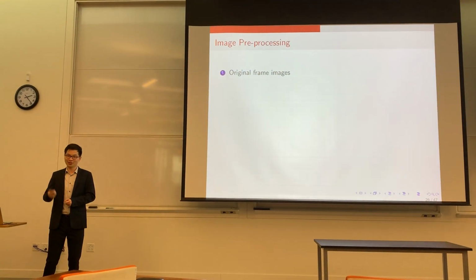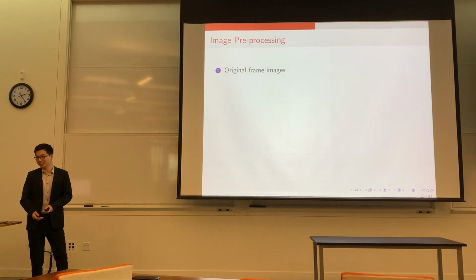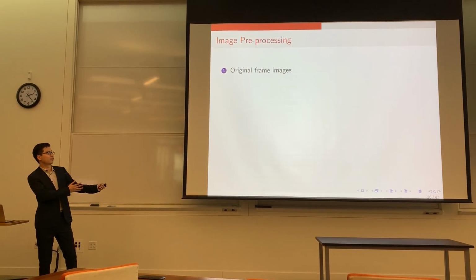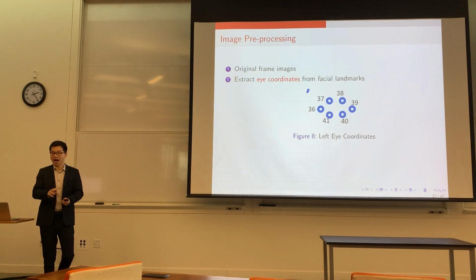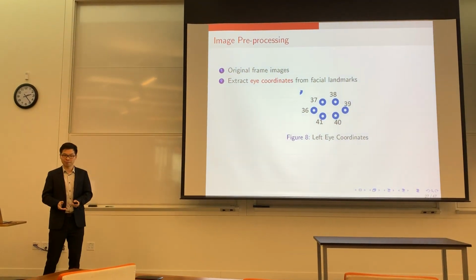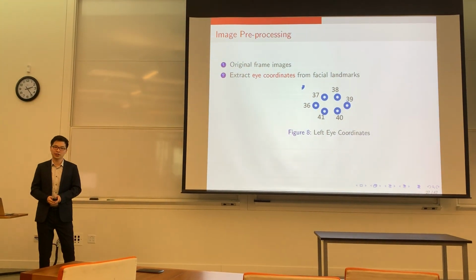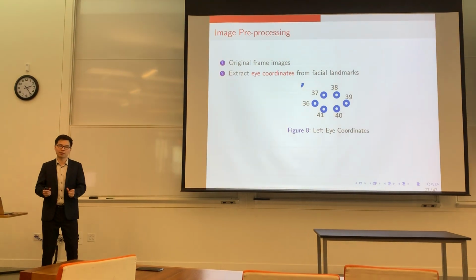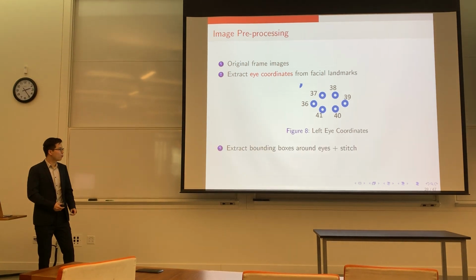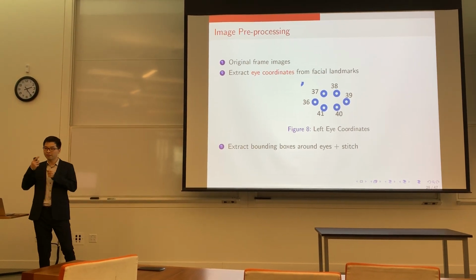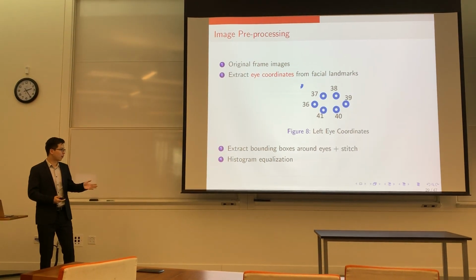So after the facial landmark detection for each of the frame images, I'm now ready to move on to the image pre-processing step. We start from the original frame images, and then we extract the eye coordinates from the facial landmarks we just detected. Here I'm especially interested in the eye coordinates because one big assumption I'm making is that the image of the eye of each of the subjects is the most predictive of where they're looking on the screen. Then I extract a bounding box surrounding the left and the right eye and stitch those two images together. And finally, I perform something called histogram equalization.